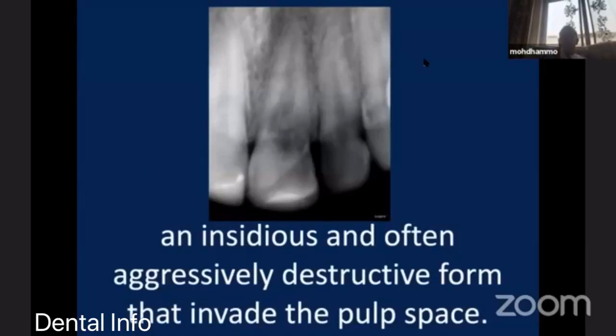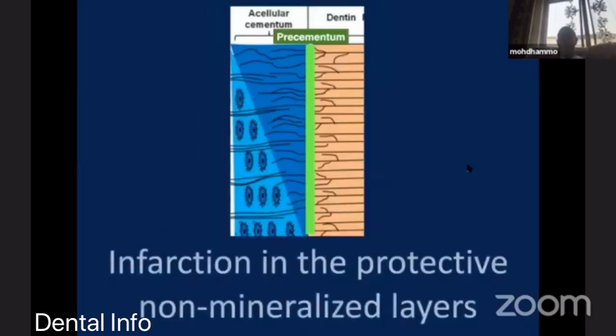Invasive cervical resorption is insidious. It happens without any alarm, and is often aggressively destructive, invading the pulp space. So this is the cervical resorption. And let's get back to cervical resorption.